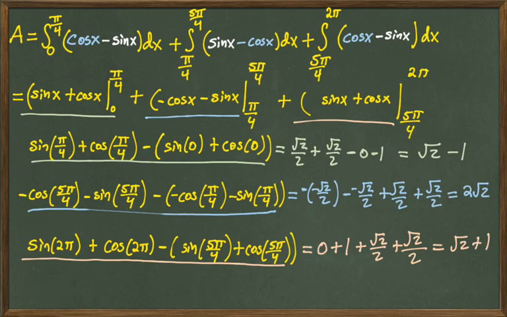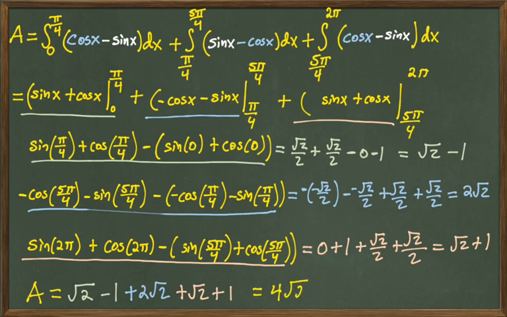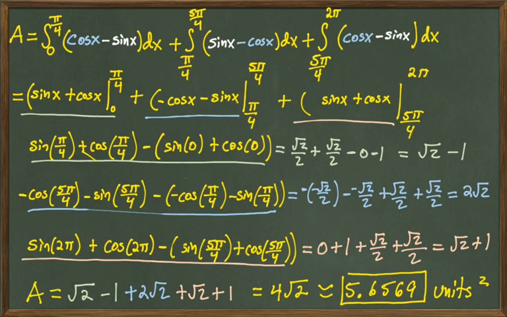Okay, and so to find the area between the sine and the cosine from 0 to 2 pi is going to be the sum of these three integrals. So we've worked out evaluating each integral separately, so now we just add them all together. So the area is going to be root 2 minus 1 plus 2 root 2 plus root 2 plus 1, which is going to be equal to 4 root 2. So the exact solution's fine, or decimal approximation 5.659, and then again that's going to be units squared.